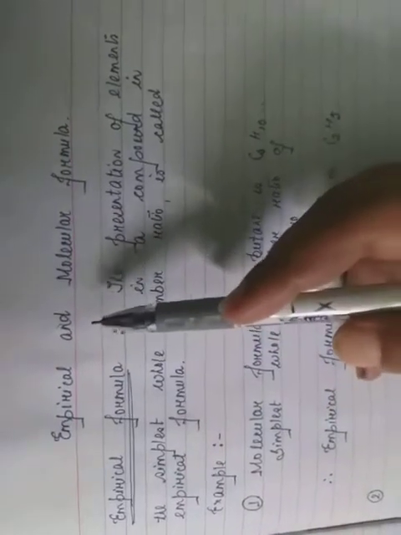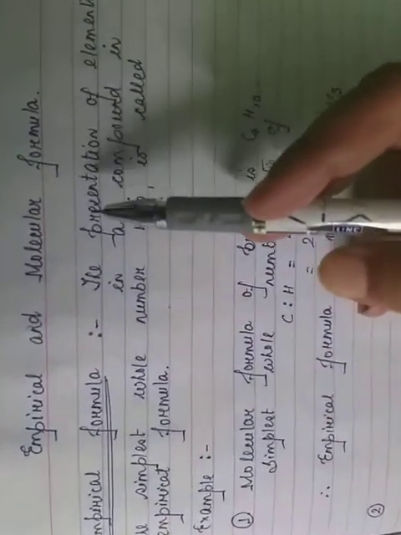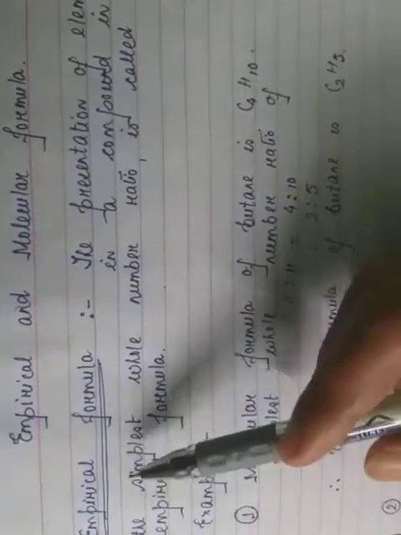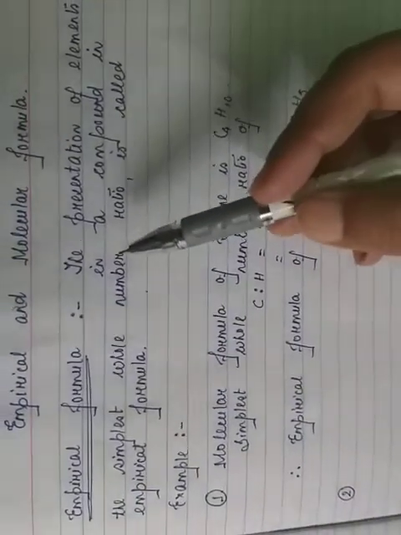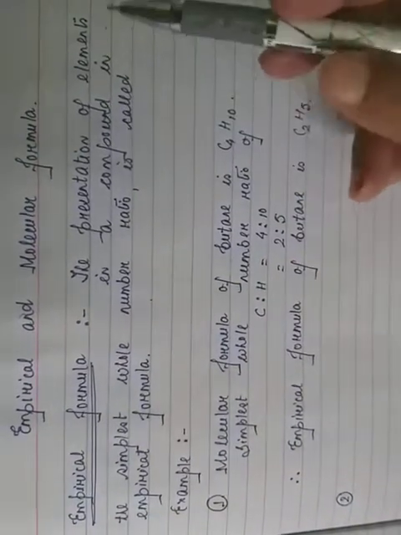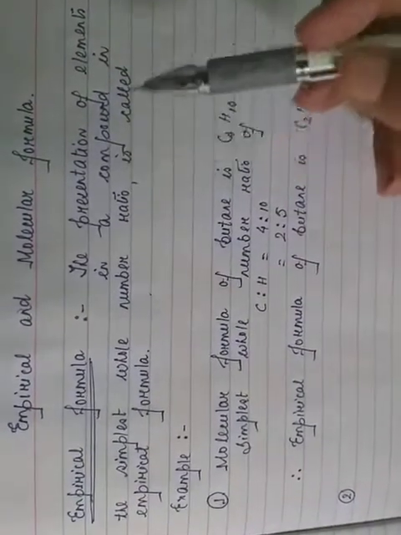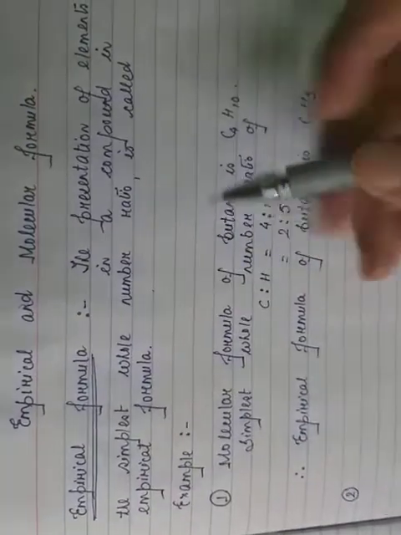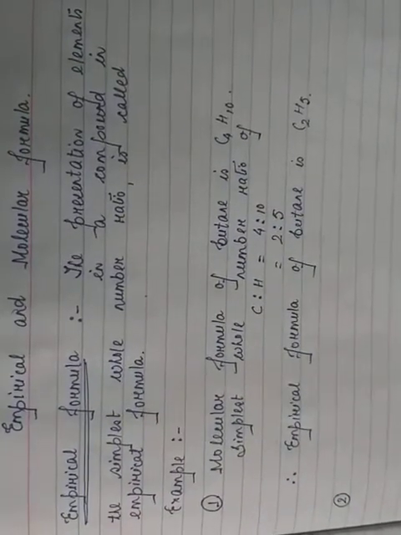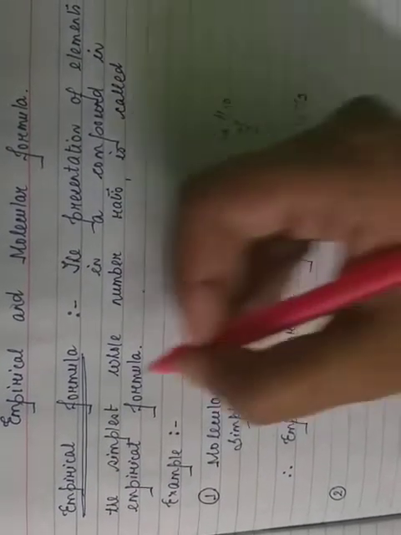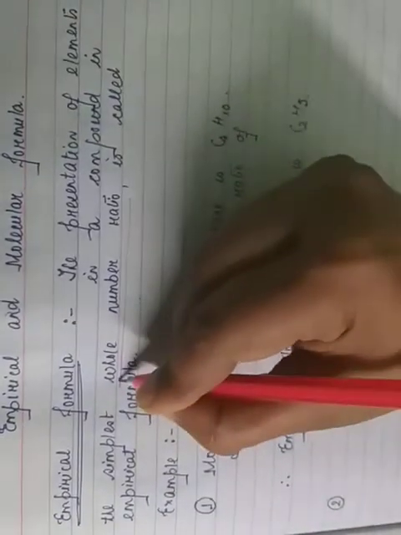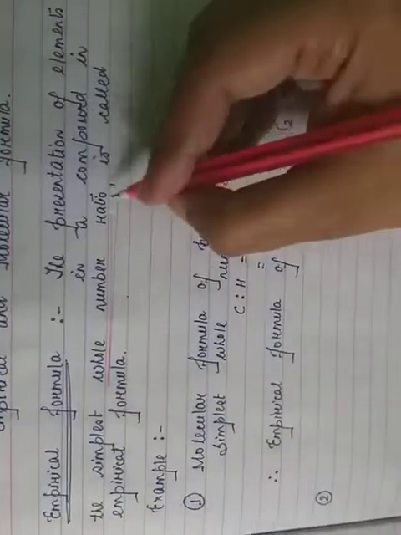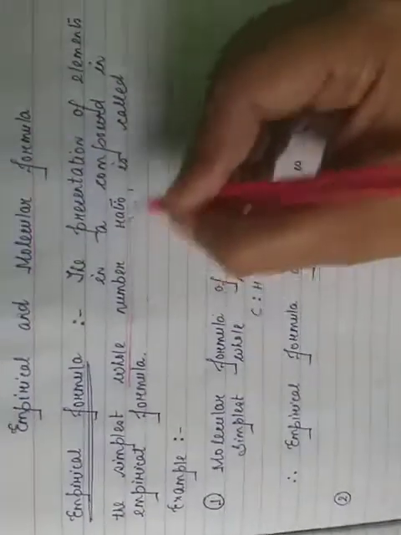Empirical and molecular formula. As we discussed in the last class, we have introduced this concept. The empirical formula of a compound is the presentation of elements in a compound in the simplest whole number ratio. Here this term is very important, whole number ratio and the simplest whole number ratio. That representation is called the empirical formula.